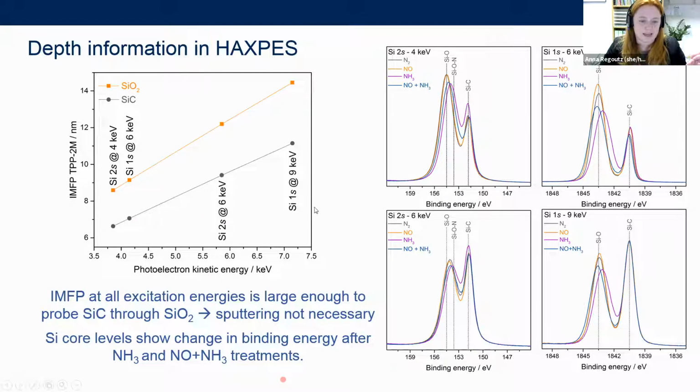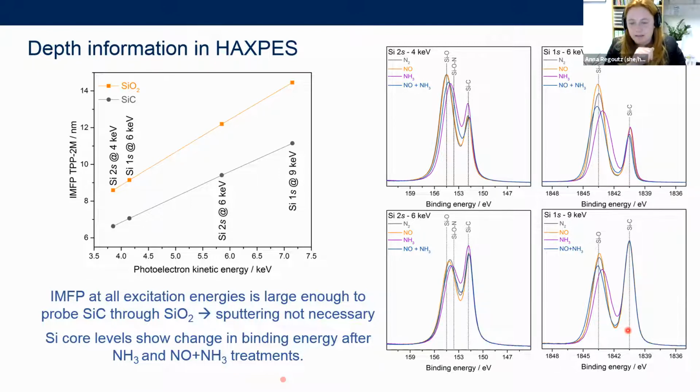And on the left-hand side, you can see a plot of the inelastic mean-free path, one measure for probing depth, versus the different core levels that you see on the right, collected at different energies. If you look at the silicon spectra, they all have two principal states, the silicon oxide and the silicon carbide. If you go higher in kinetic energy of your electron, you see more and more of the carbide and less of the oxide. So you can now use this to build up a non-destructive depth profile.